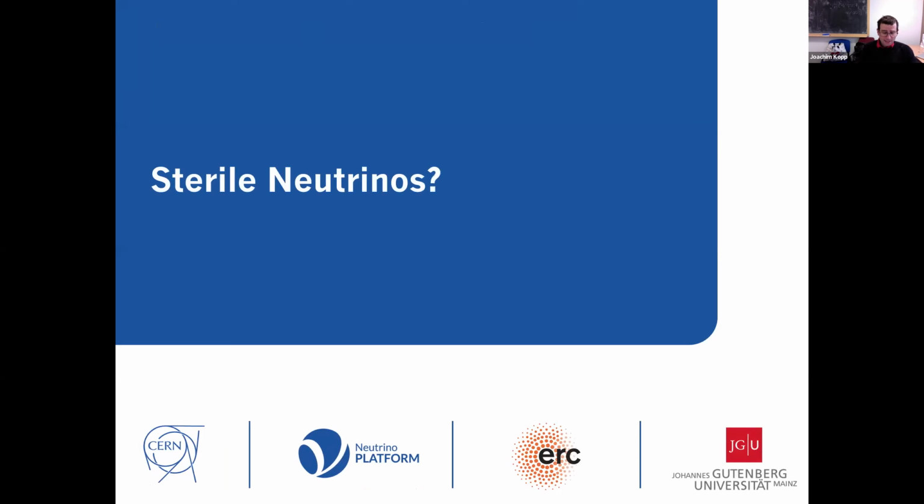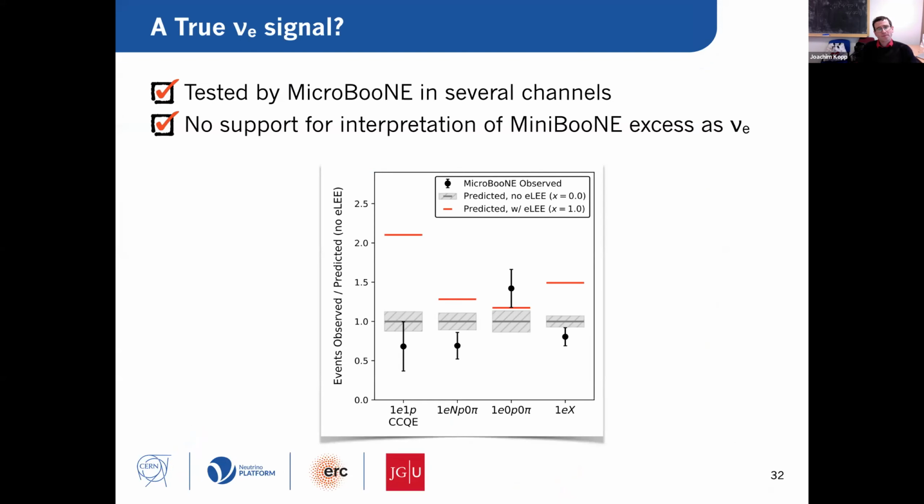Now, let's consider the possibility that what we are seeing there is really sterile neutrinos. I will show that this is a rather unlikely possibility at this point, but let's still discuss it. So first of all, we have to take into account once again what MicroBooNE has to say on this hypothesis. So if the MiniBooNE excess is really due to an excess of electron neutrinos in the beam, then MicroBooNE could see those as well. That's what the detector was primarily built for.